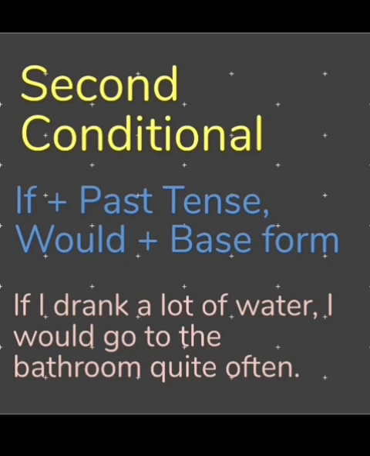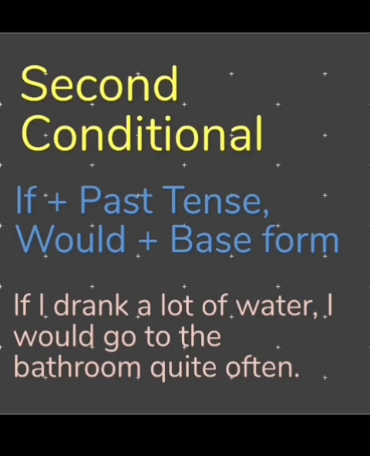The only thing I'm changing here is just the tenses, okay? To respect the structure of the conditional. So if I drank a lot of water, I would go to the bathroom quite often. This is not a true sentence. Okay? In this case, it's like, okay, well, if I drank a lot of water, I would go to the bathroom. It's logical, yes, but it's not saying that it is true.